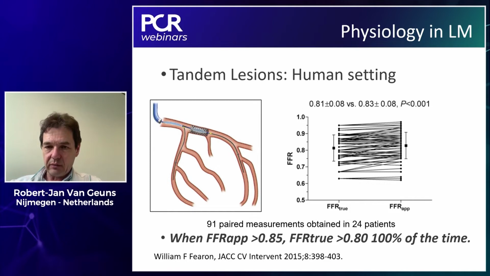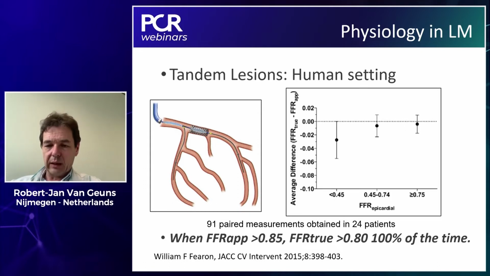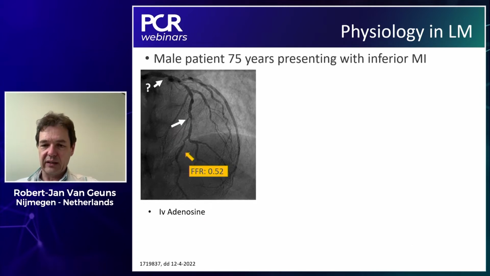And if you do that in the same kind of graph, again, in the group below 0.45, there seems to be an interplay. So the simple message would be: if you measure an FFR above 0.85, potentially there is no interplay, there is no influence of the more distal lesion on the proximal lesion. And therefore 0.85 is a pretty safe cutoff for your left main, even with distal LAD disease.